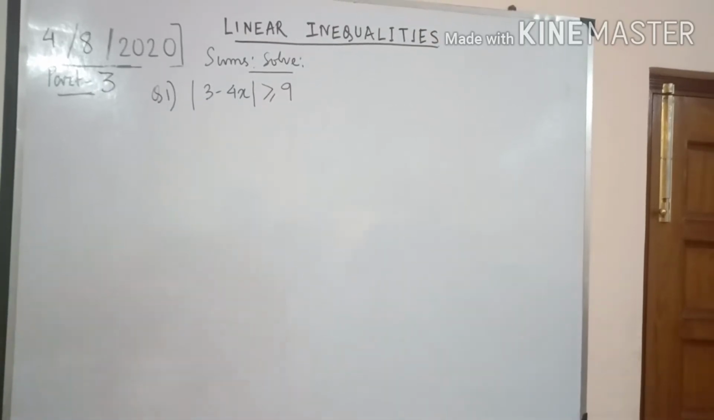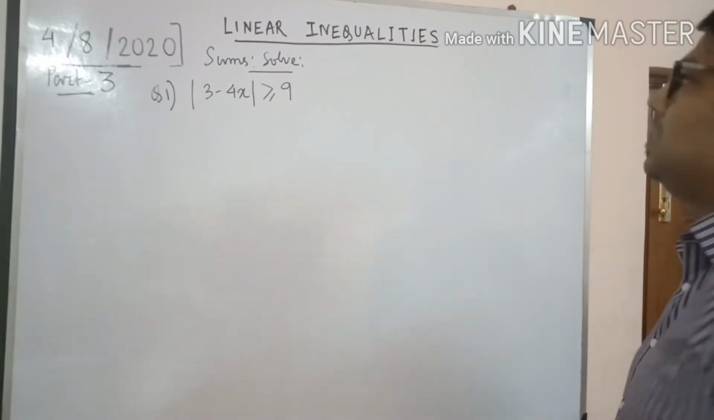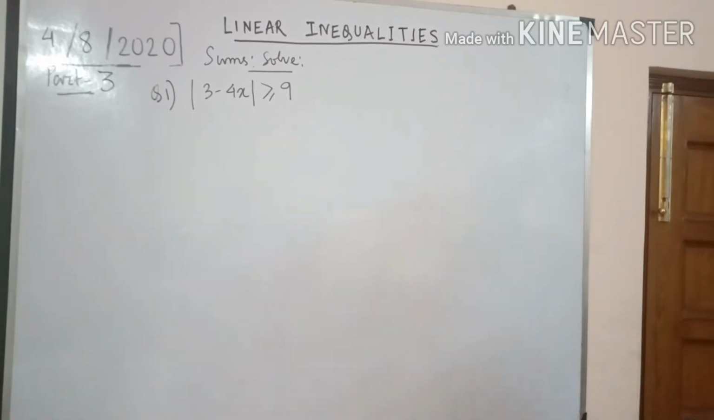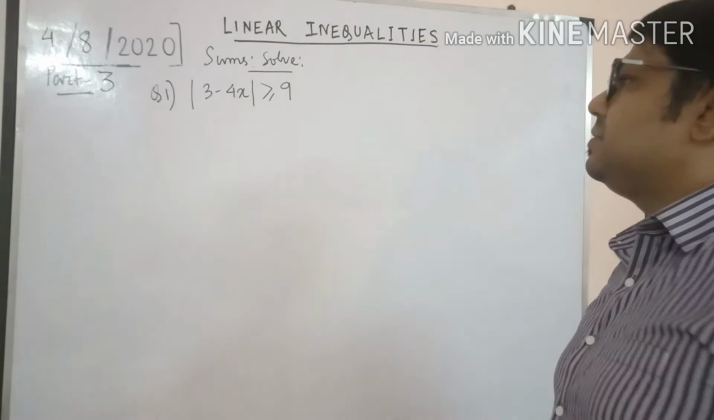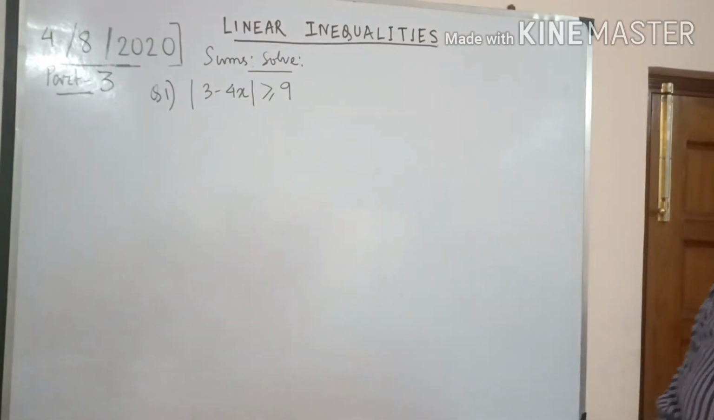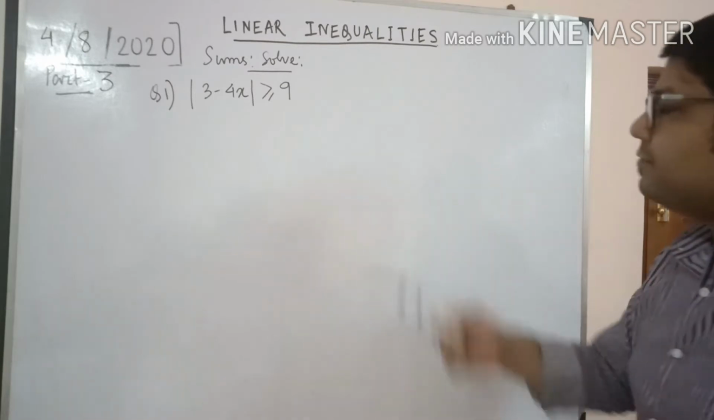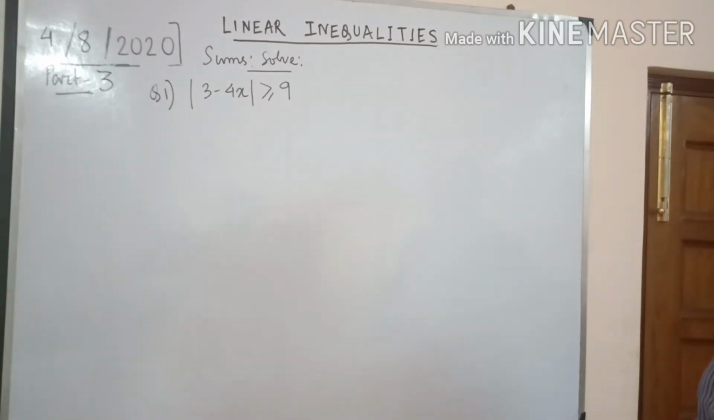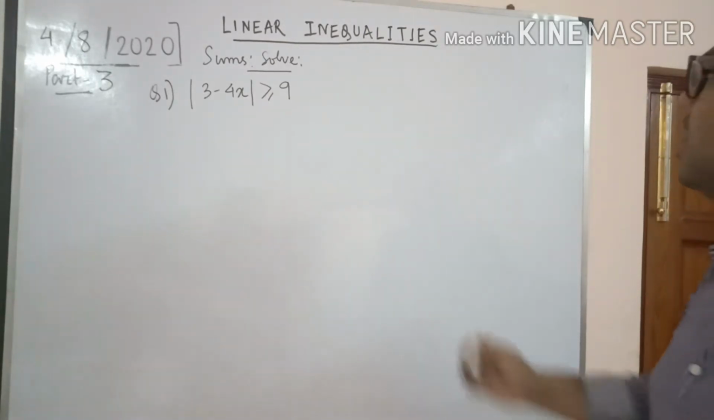Okay, welcome to part 3 of linear inequalities. These are a few sums which we are going to solve. First of all, we see that this is mod of 3 minus 4x greater than or equal to 9. So there is a mod concept.